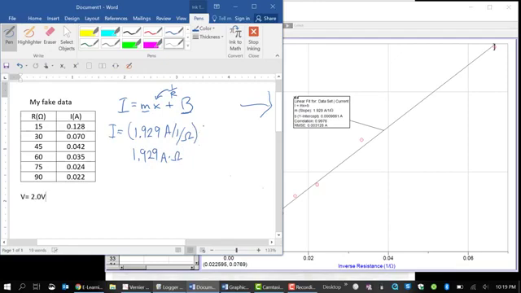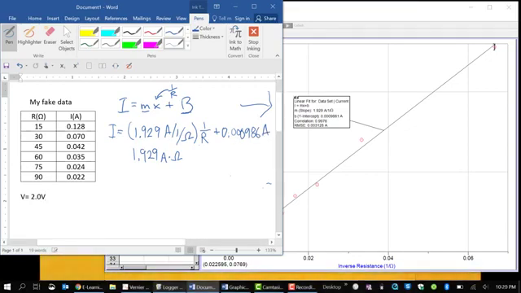And then for the x value, I'm going to put 1 over r. And then I'm going to add the y-intercept, which is 0.0009861. And that's amps. That is so small that you could replace that with a 0 because it's much smaller when you compare it to all of our data points and to our slope. It's really very close to 0. So that would be my mathematical model.